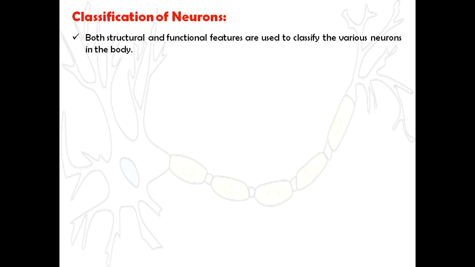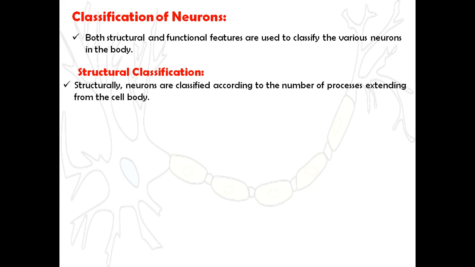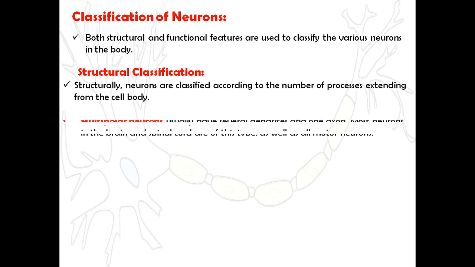Classification of neurons. Both the structural and functional features are used to classify the various neurons in the body. First one is structural classification. Structurally, neurons are classified according to the number of processes extending from the cell body. First one is the multipolar neurons. These multipolar neurons usually have several dendrites and only one axon. Most neurons in the brain and spinal cord are of this type, as well as all motor neurons.